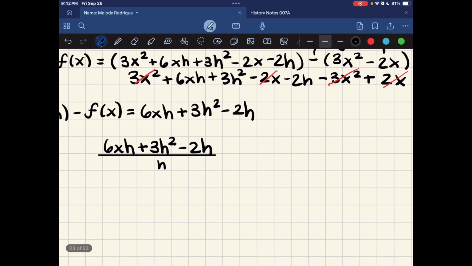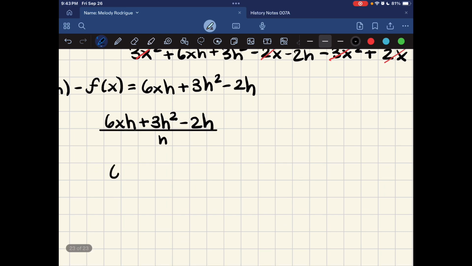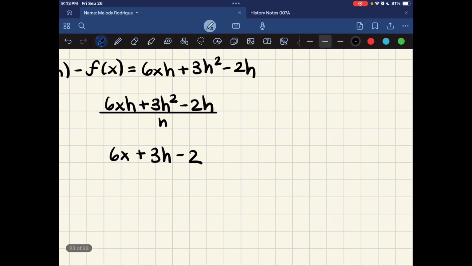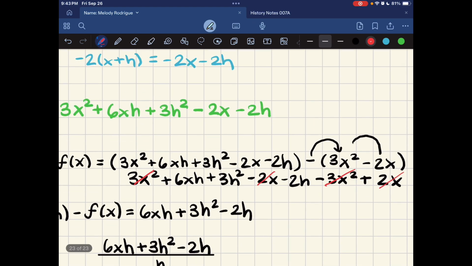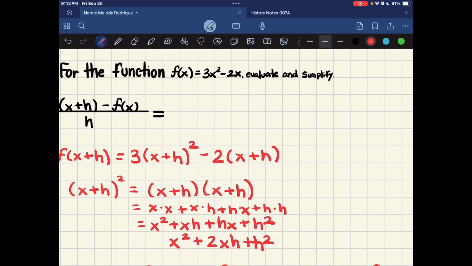So of course we know that 6xh over h is going to be 6x because the h cancels. So plus 3h, and then just minus 2. So this is our final answer. So now we're just going to write our final answer right here as 6x plus 3h minus 2.